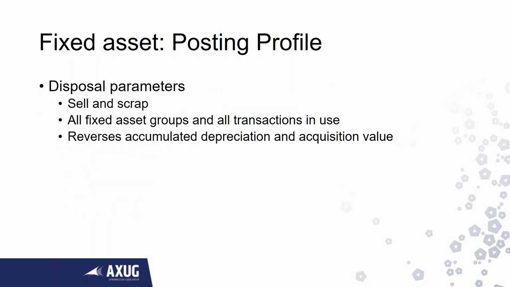In addition to the sell and scrap transactions, we also need to set up the disposal parameters. Usually it's at the top of the form. You can see disposal parameters, sell and scrap. These need to be set up for all fixed asset groups and all transactions. Essentially, any transaction that happens to a fixed asset also needs to be reversed at some point. So once an asset is disposed, the asset needs to be removed from the books from a basis cost and also from the accumulated depreciation standpoint. So any transactions that affect the asset's value need to be removed and then recorded in this area.